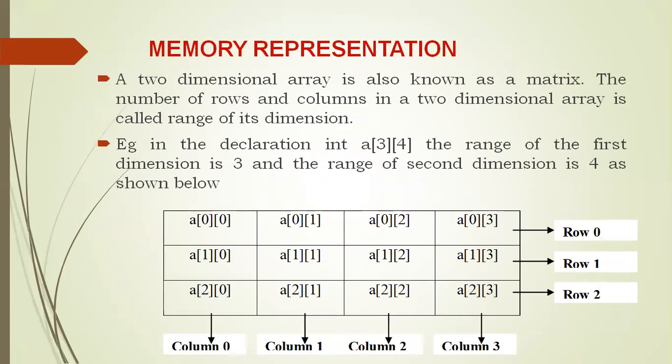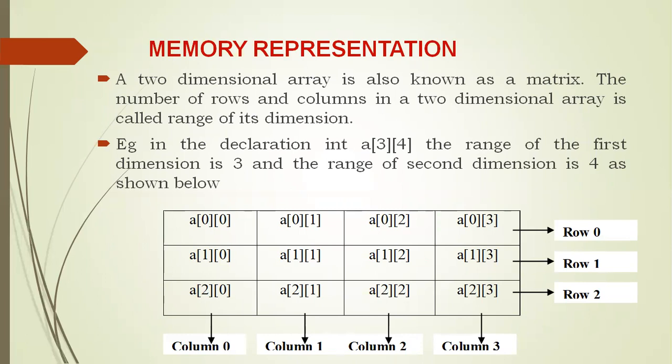How is a 2-dimensional array represented in memory? I told you earlier, a 2-dimensional array is also called a matrix. The number of rows and columns in a 2-dimensional array we call its dimension. So if the matrix is int A[5][4], its dimension is a 5 cross 4 matrix. 5 denotes the number of rows and 4 denotes the number of columns.